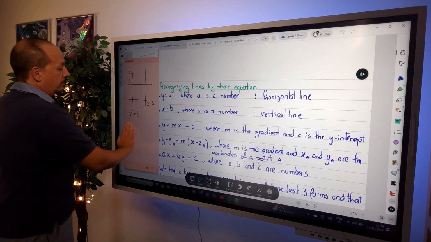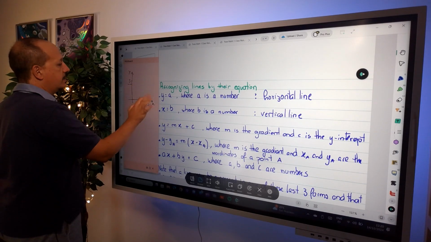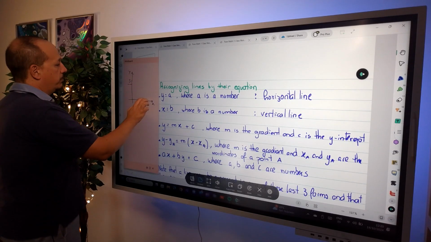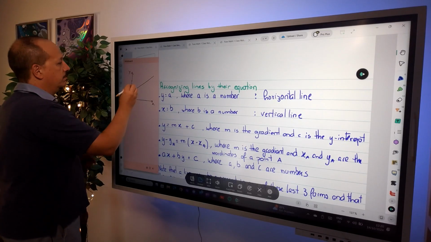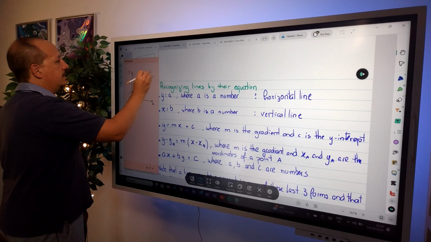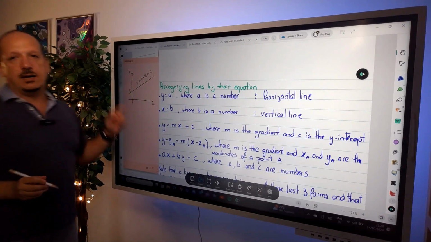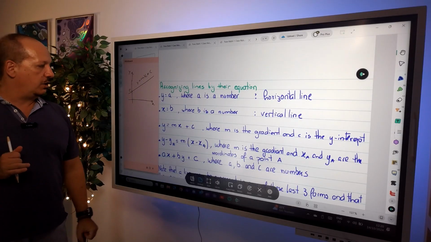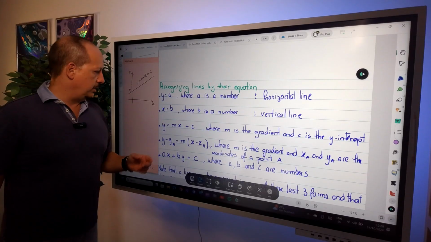If you have a line with whatever other inclination, then you must write it as, and this is the way that you probably learned in previous years, y equals mx plus c, in which c is here the y-intercept, and m is the gradient, the inclination of the line, calculated the way that we talked about in our previous lesson.